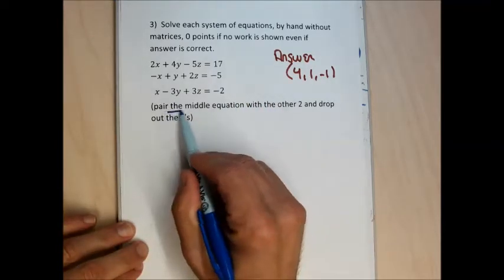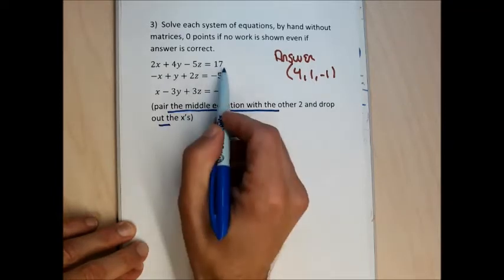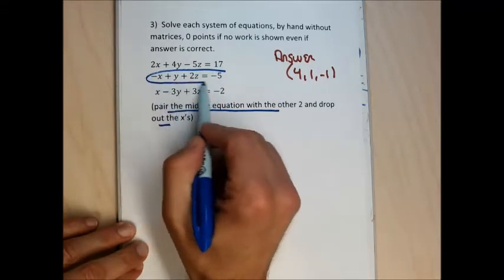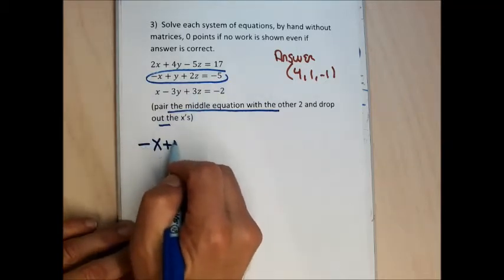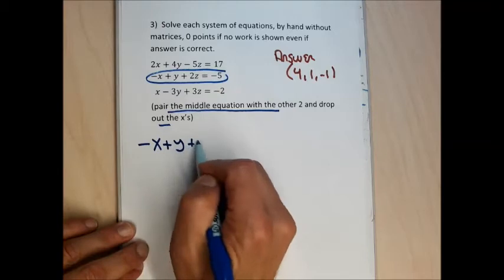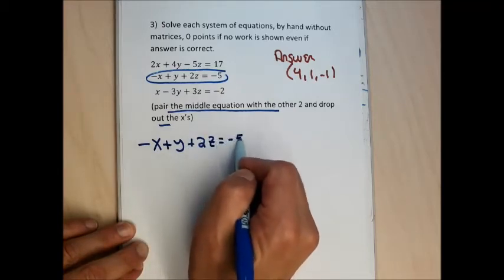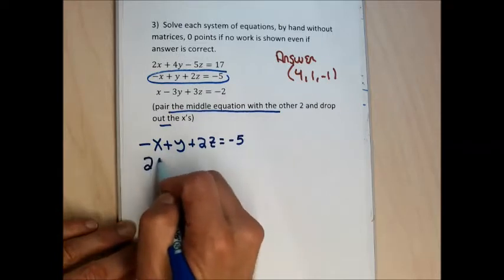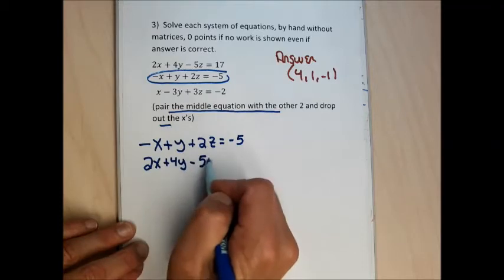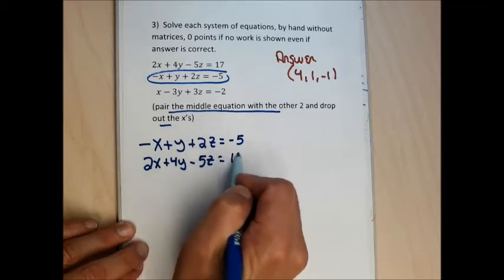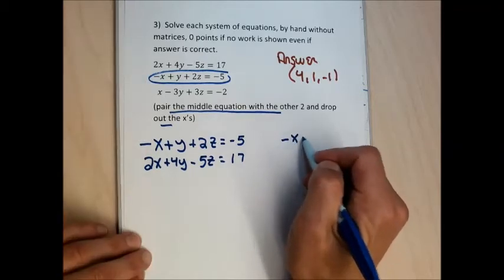And my instructions said pair the middle equation with the other two and drop out the x's. So I'm going to take this middle equation, I'm going to write it down twice. I'm going to write it down once with the top equation. So this is a middle equation paired with the top equation. And then I'm going to write it down a second time, and this time I'm going to pair it with the bottom equation.